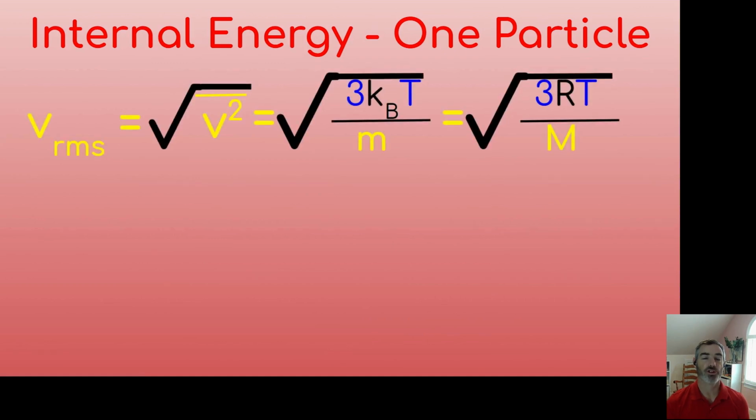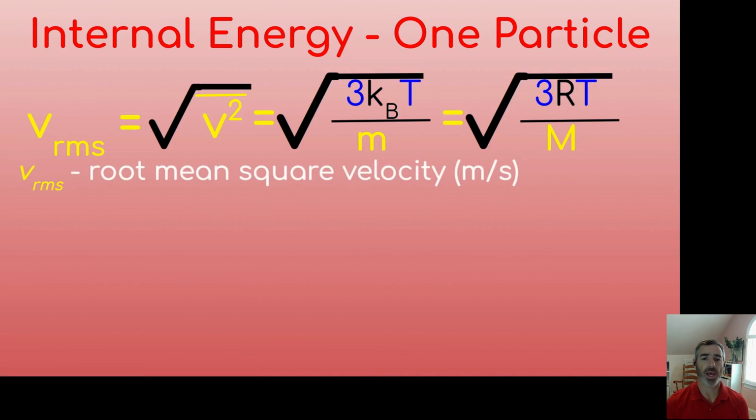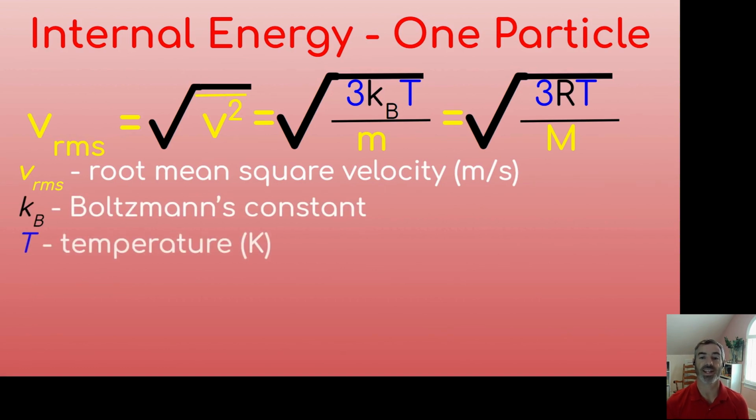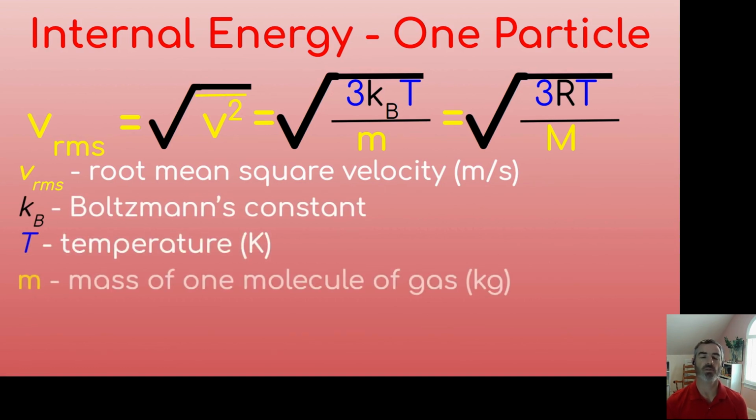So if we look at the internal energy equation for one particle and what each value means, the VRMS is the root mean square velocity. Remember, we're using that because in the kinetic energy equation, all the velocity values are squared. So we take the square of each individual velocity value, then we take the average, then the square root. kB is the Boltzmann constant, T is the temperature, and that's measured in Kelvin, and m is the mass of one molecule of gas in kilograms.